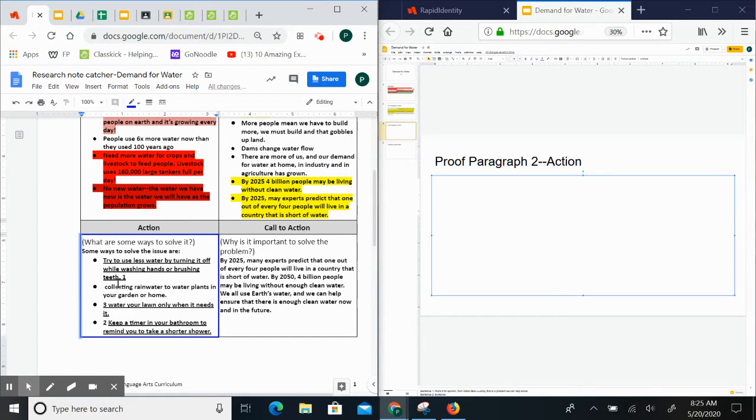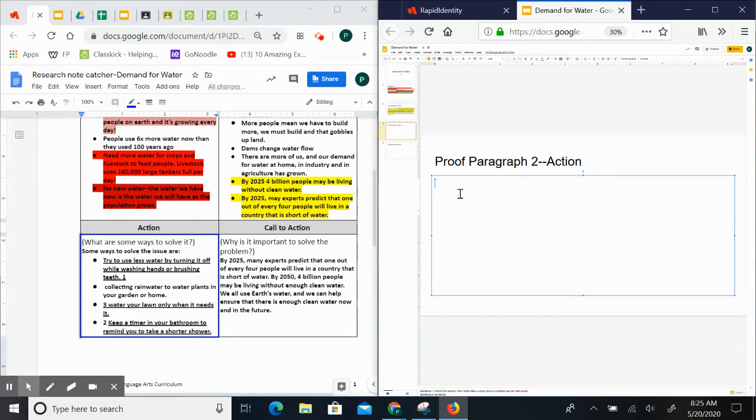I'm not going to talk about collecting rainwater. That's a really good idea, but I think that's a little harder to do. So I'm going to pick simple reasons that people might do. The third one, water your lawn only when it needs it. I'm going to do that one third because I feel like these 2 you do in the house and then we'll move outside. So number 3. Here are my 3 reasons, right? You have to pick your 3 that you're going to use.